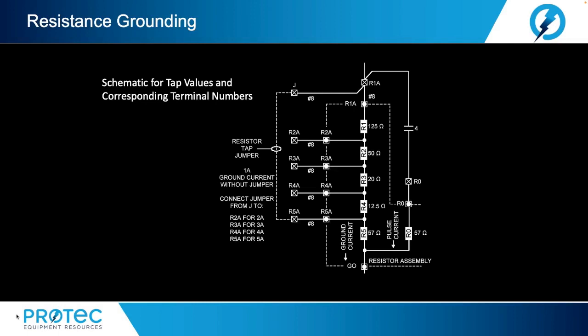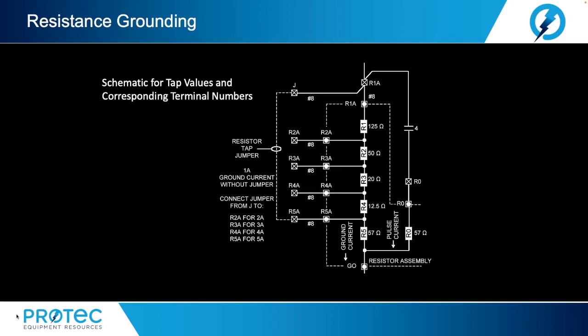The tap points are brought to a terminal block in the control section. If the tap jumper is omitted, the resistor assembly will be at its lowest current rating, 1 amp for a 1 amp to 5 amp assembly, as shown in the example. For high current levels, connect the jumper from its base point to the tap terminal marked with the required current level.